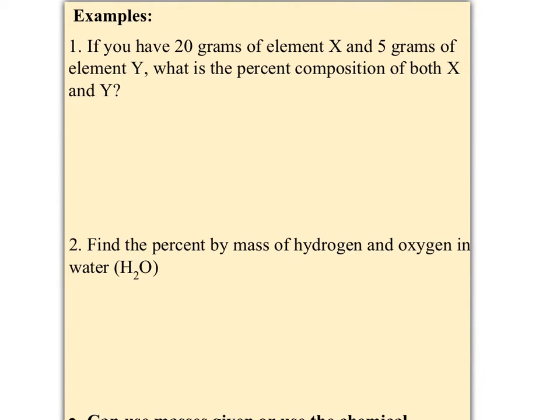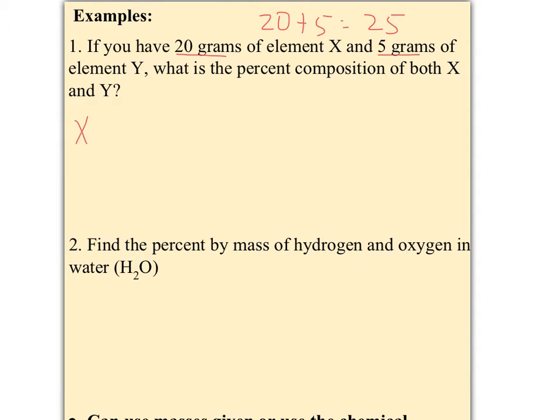So if we look at an example here, two common ways that you'll be asked to deal with percent composition or percent by mass is, first of all, if you were told you have 20 grams of element X and 5 grams of element Y, what is the percent composition of both X and Y? Well, you need to know the part you're interested in, and you need to know the whole. So it's pretty easy to see that 20 plus 5 gives you a total sample mass of 25.